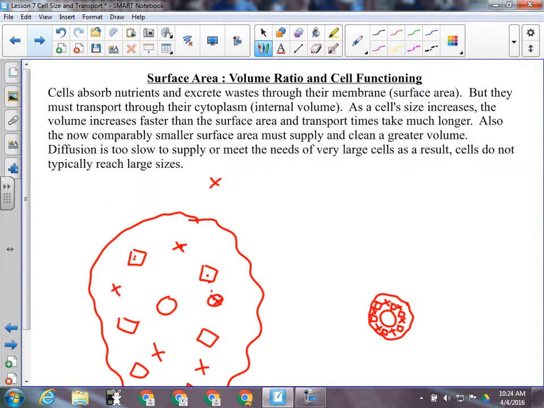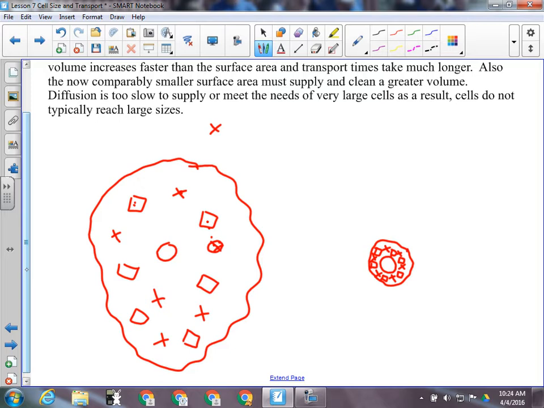Okay, you might want to copy this down somewhere. It isn't in your notes, but it's valuable in terms of doing your lab report for this, and it's also something that ends up on tests. Cells absorb nutrients and they excrete wastes through their membrane. That's the only way a cell can get stuff in or get stuff out, is across the membrane.